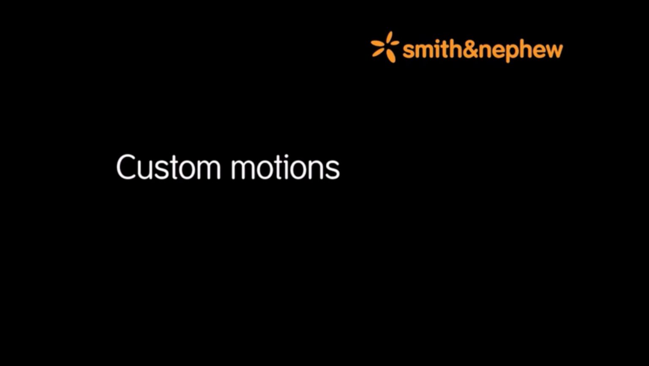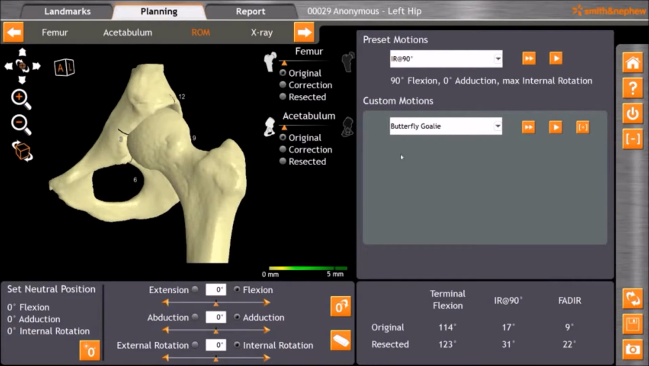Custom motions. You can create and view your own custom range of motion simulations. There are two types of custom motions that you can create: impingement and define position. To create a custom motion, you set the values for the 3 joint angles. When creating a custom motion, use your clinical judgment to define realistic motion patterns based on each patient's activity level and usage. To create a custom motion, select New from the Custom Motions field.